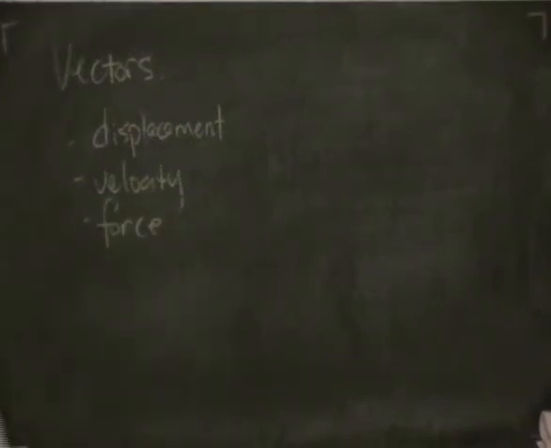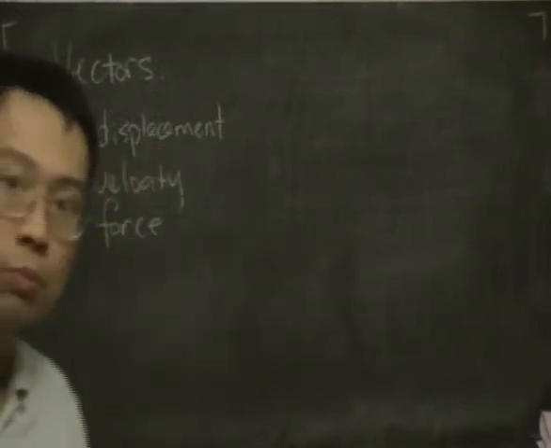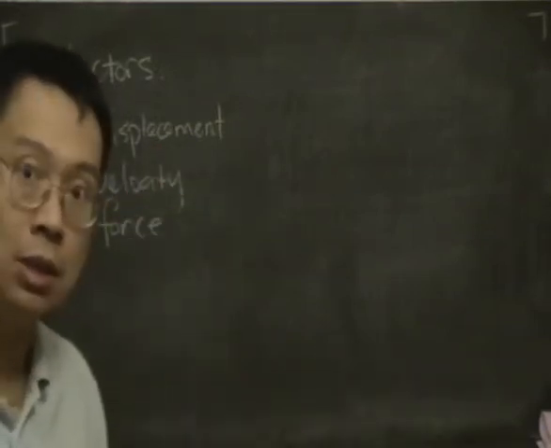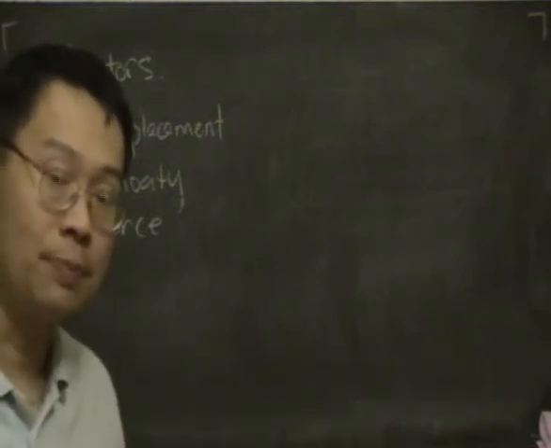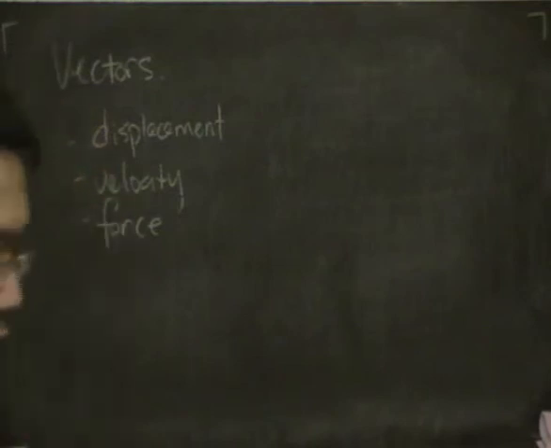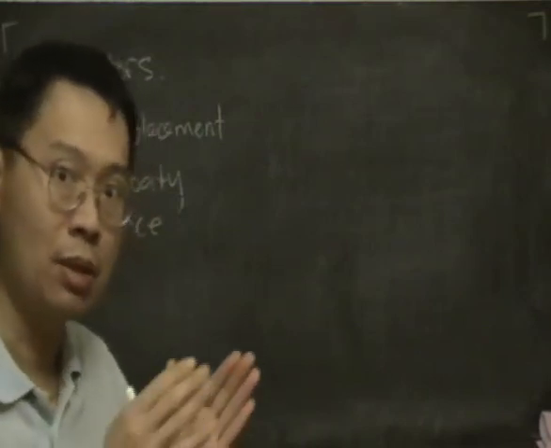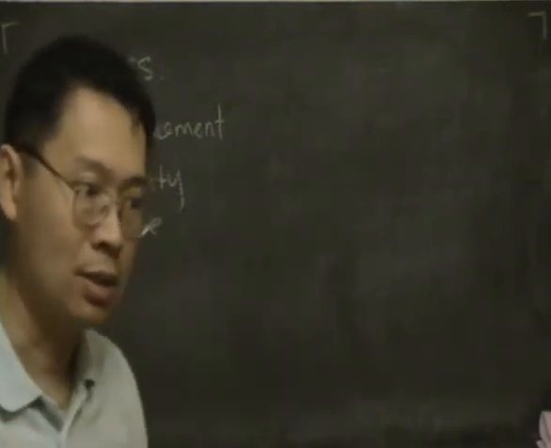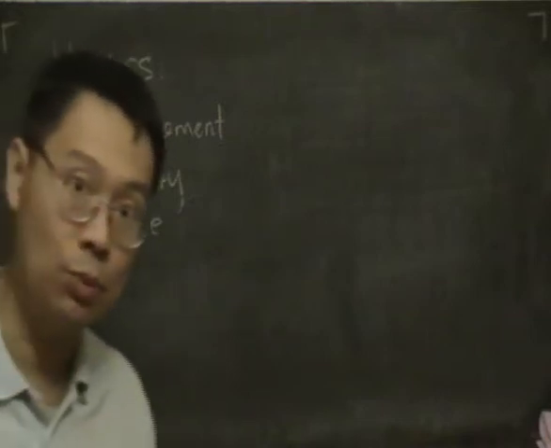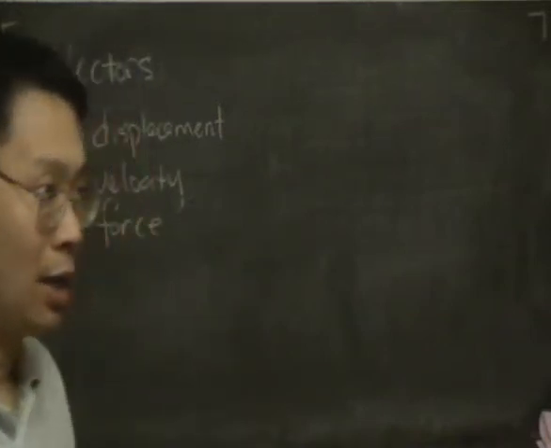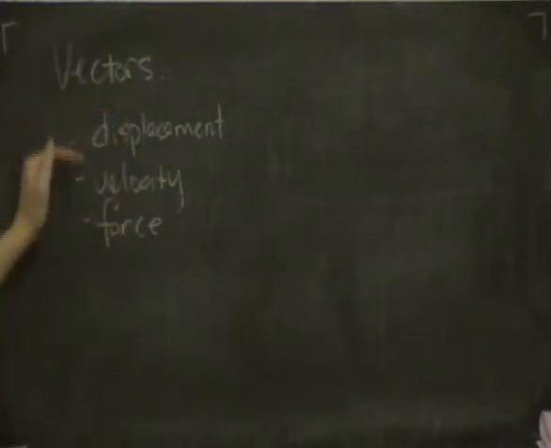So these are three common examples that we are quite familiar with. Displacement: if you move an object by a certain distance in a certain direction, that is a vector. Velocity is a vector. Velocity is the speed that something is moving at and its direction. And force, a force has a magnitude, how big is the force, and a force has direction. So all these three quantities are vectors.